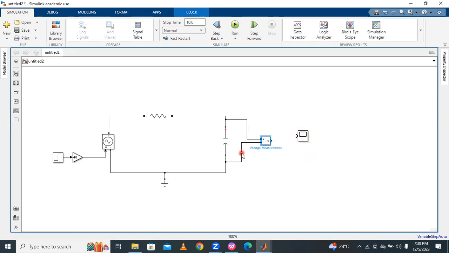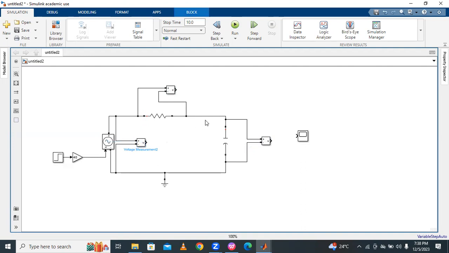And next, take one more voltage measurement and connect here. This is the voltage across the resistor. And also one input voltage. What is the input voltage? If you want to find the input voltage, connect one voltage measurement and connect it to the input.